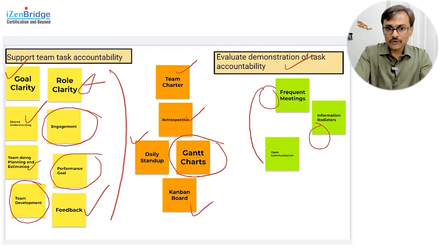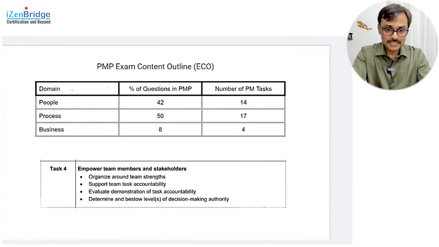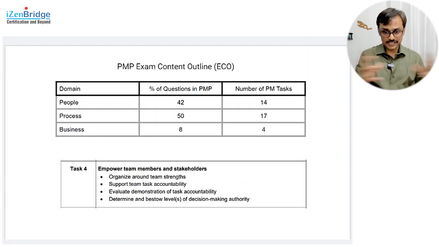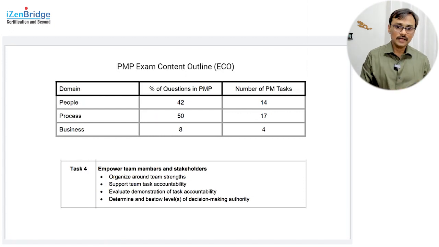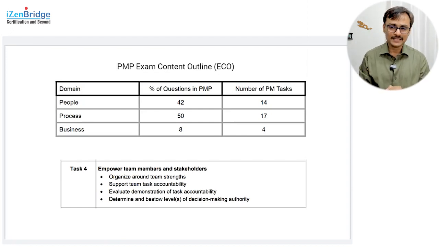So these are the four small subtasks of this particular task called empower team members and stakeholders. I understand this is pretty much interlinked with the leadership role, and it's kind of a reiteration of something which we have already discussed sometime. But I think it's a nice way to summarize and relate to this particular topic. Yes, the people domain has good repetition, but I think that's the value. It makes things a little easier for you to prepare for your PMP exam.